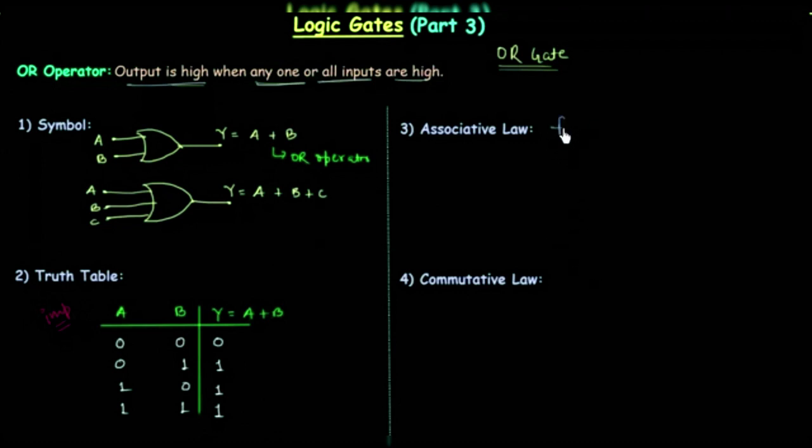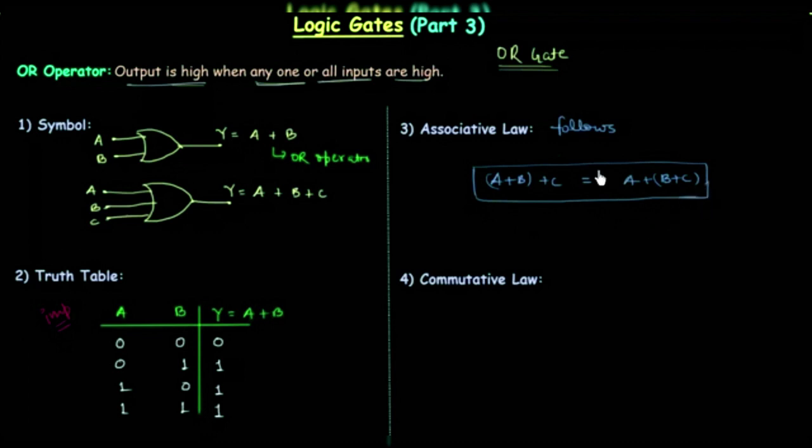OR gate follows the associative law, and it says A or B or C is equal to B or C or A. So this is the associative law, and OR gate follows the associative law. You can easily verify this like we did in last presentation. Now we will move to 4th point, that is commutative law. OR gate follows the commutative law, and it says A or B is equal to B or A. Very simple. So OR gate follows the commutative law.